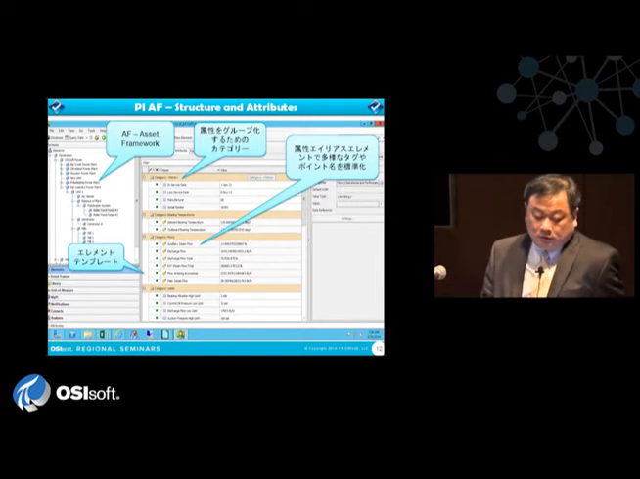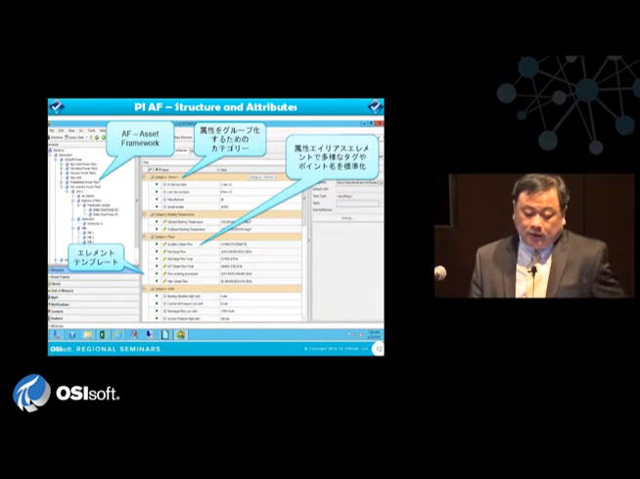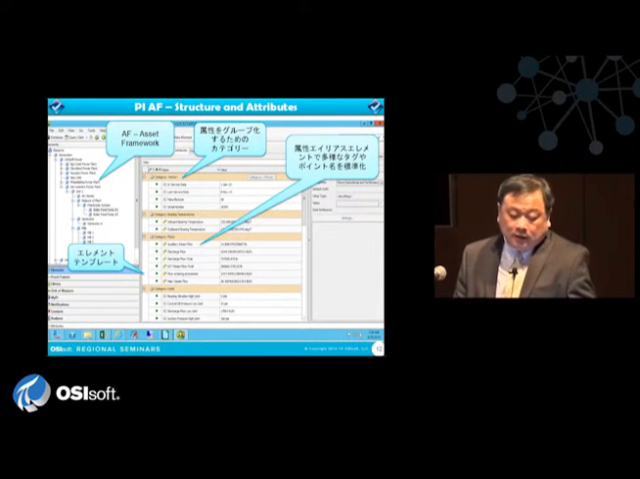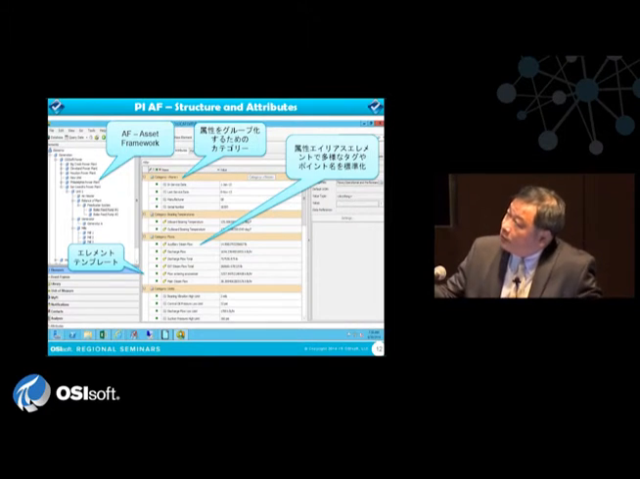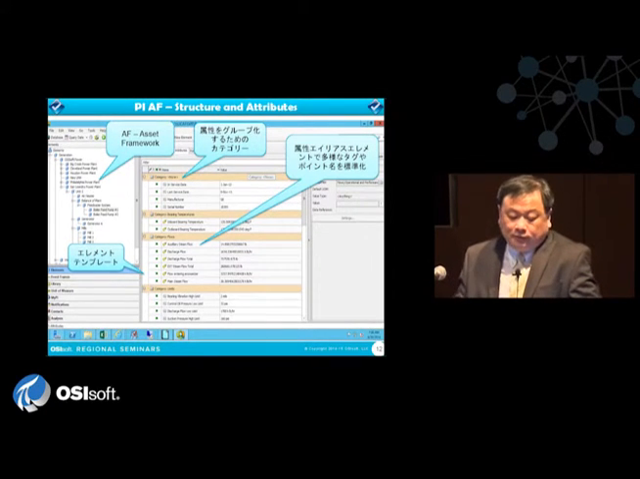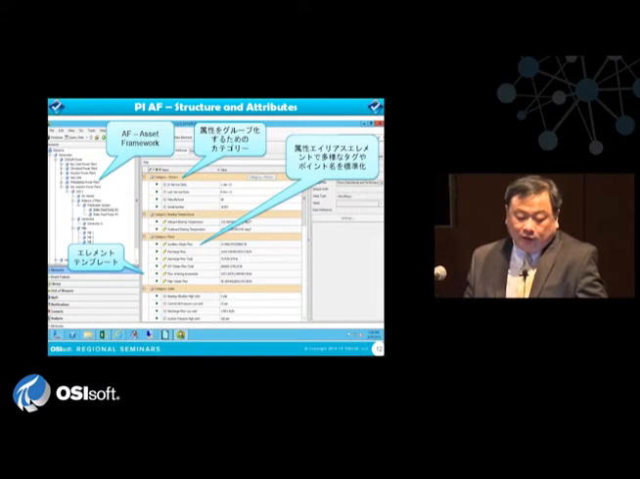So this is a typical AF display. And here's the all display in AF. And this example is a boiler feed pump. You can categorize certain type of data as we see before.